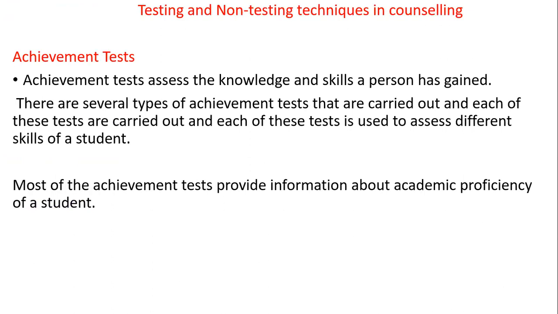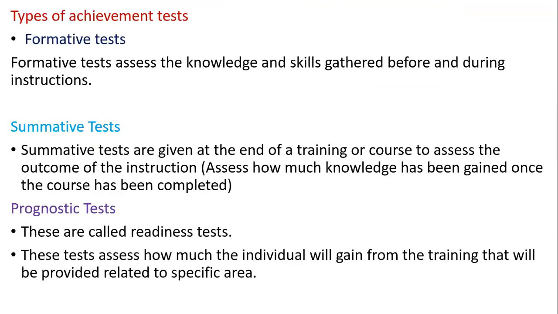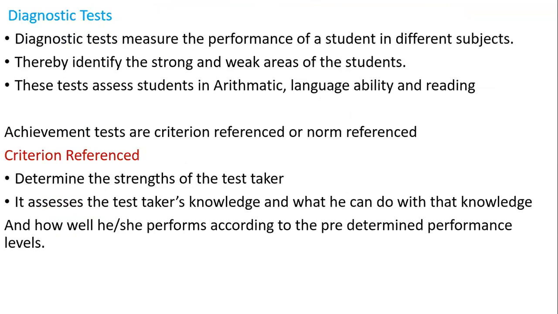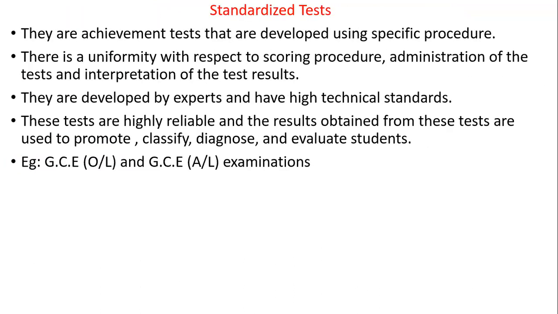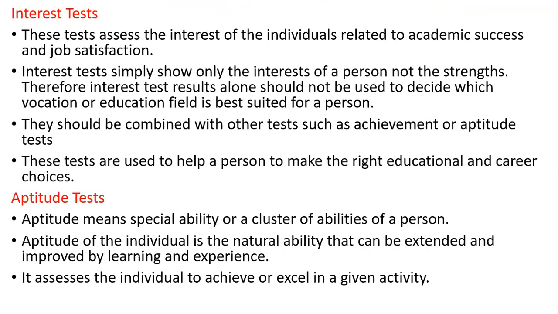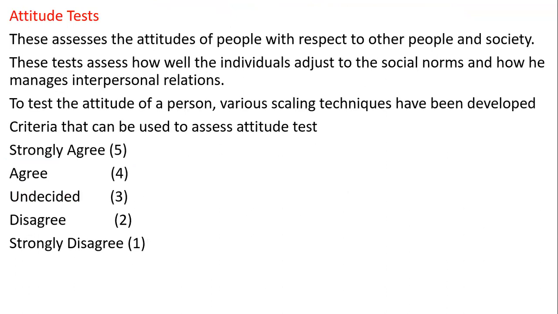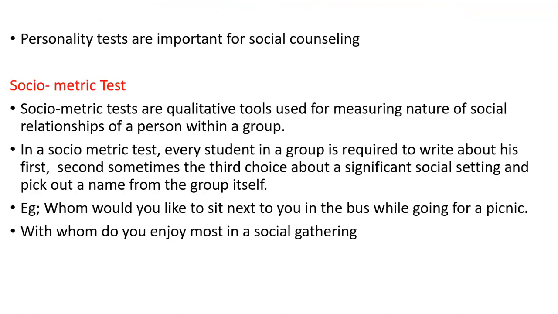Under testing, we discussed achievement tests, such as formative tests, summative tests, prognostic tests, and diagnostic tests. Then there are two types of achievement tests, criterion reference and norm reference. Then there are standardized tests and teacher-made tests. Then there are interest tests, aptitude tests, attitude tests, personality tests, and sociometric tests.